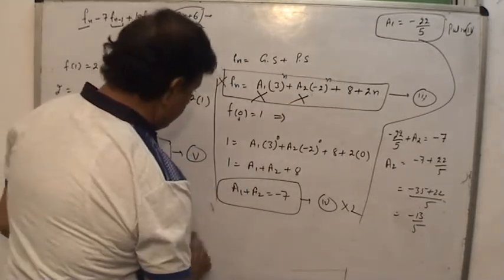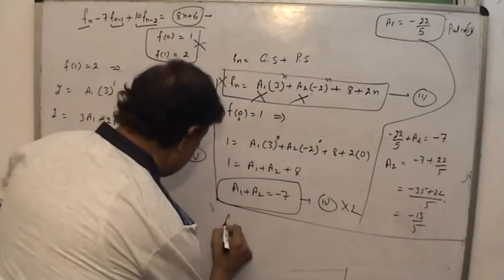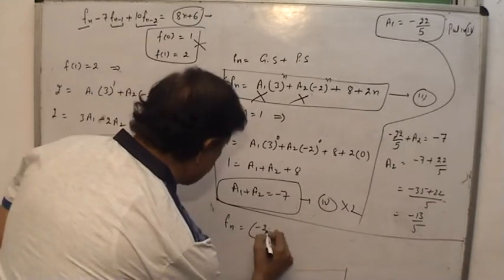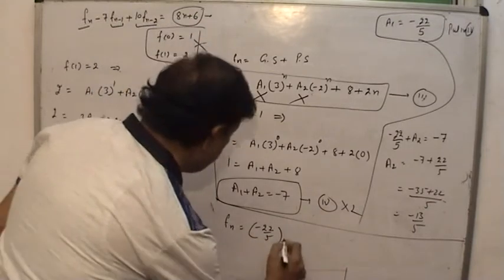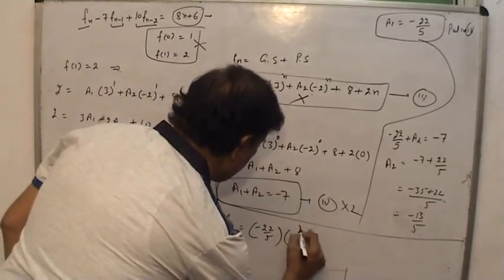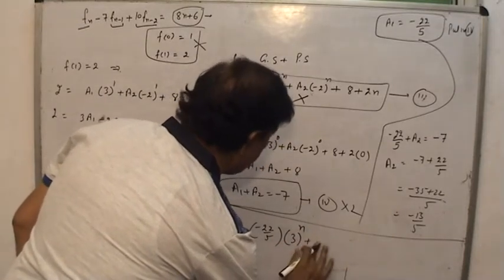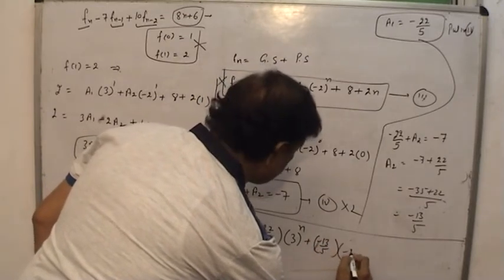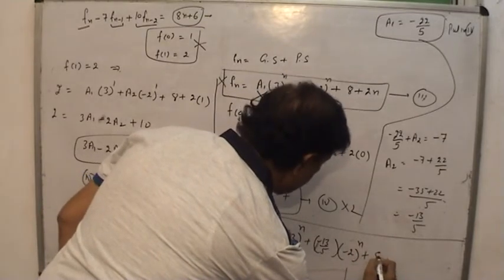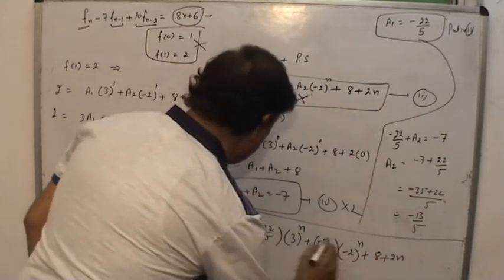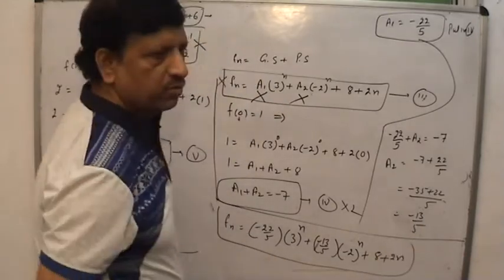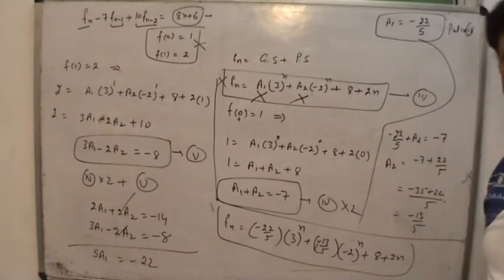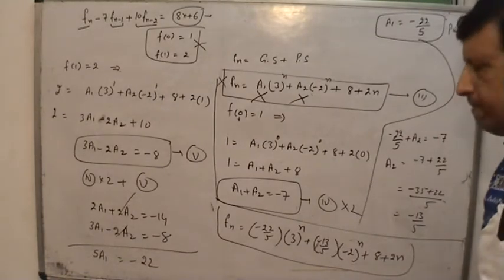That is, Fn is equal to a1, it is minus 22 divided by 5 into 3 raised to the power n, plus a2, it is minus 13 upon 5 into minus 2 raised to the power n, plus 8 plus 2n. It is the final solution for a non-homogeneous exponential relation which contains the linear term which depends upon n.